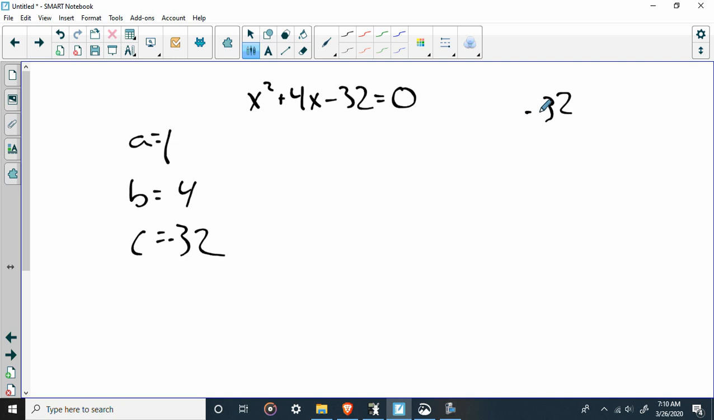Okay. So what are my factors of -32 that add up to 4? So again, factors of -32, one has to be positive, one has to be negative. Since they have to add up to a positive number, the positive number has to be bigger. Okay, so let's start again. You don't need to list them all, you don't need to write all of them down.